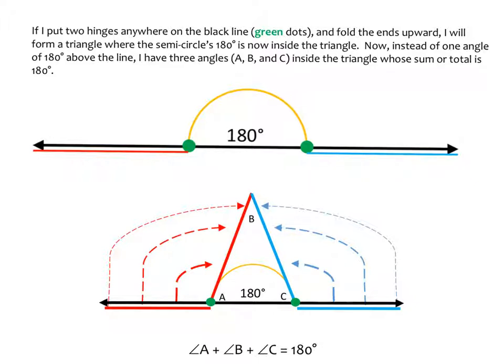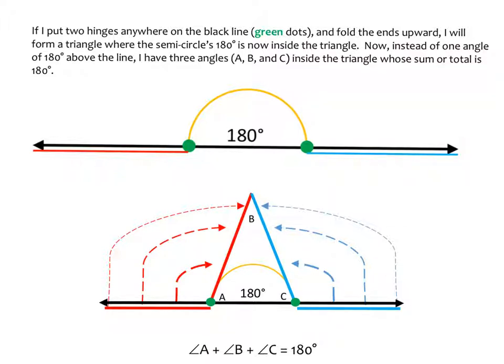Eventually, the two arrows, the ends of the black line, would touch at the top of that fold, and I will have formed a triangle where now all 180 degrees are inside the triangle, shared by angles A, B, and C. So this is how we know, first, that a straight angle is 180 degrees. That straight line dividing the circle in half gives half of the 360 degrees in the circle to the top of the line, half to the bottom.